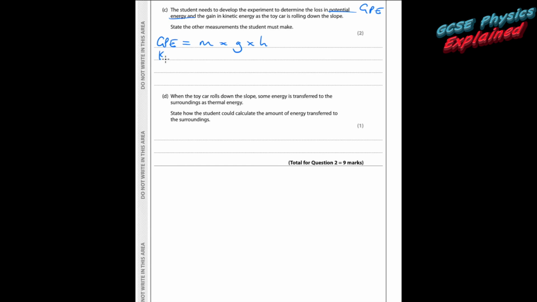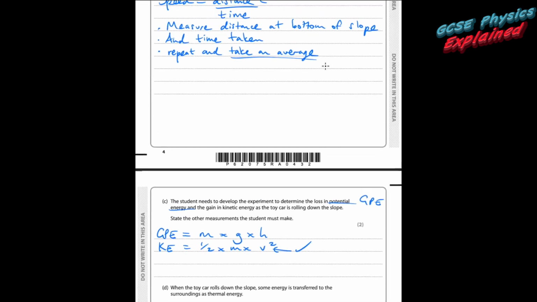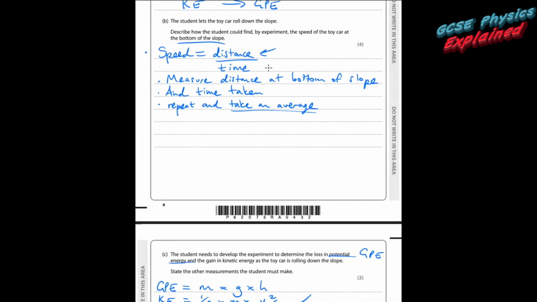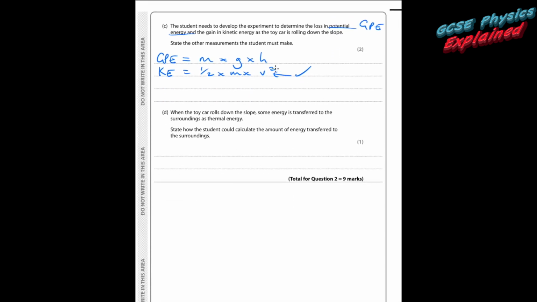And if you're going to get the kinetic energy, that's a half times by the mass times by the velocity squared. Now we've already got the velocity because we've already just measured the speed from this last question. So basically we need to measure the mass and the vertical height that the car is moving. There's mass there as well, so that just proves we definitely need the mass.